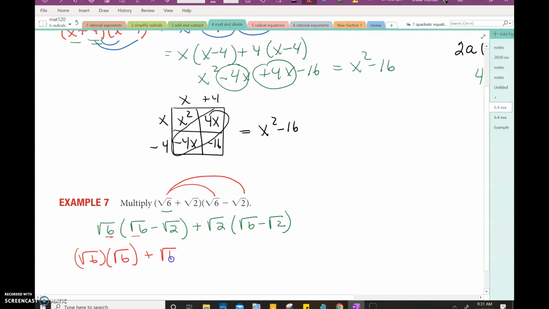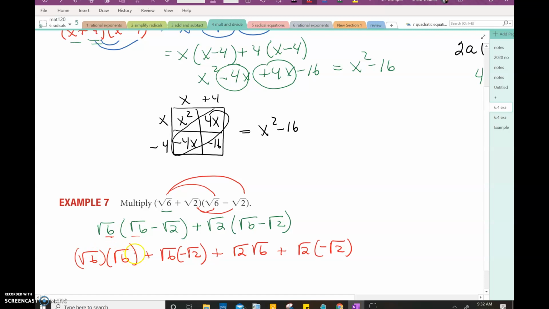So a radical 6 times a negative radical 2. Then I'm going to the second half and I'm multiplying those two together. So radical 2 times a radical 6. And then I'm multiplying the last two terms. So radical 2 times a negative radical 2. So now I have to do the multiplying, keeping in mind what we did earlier in this chapter.